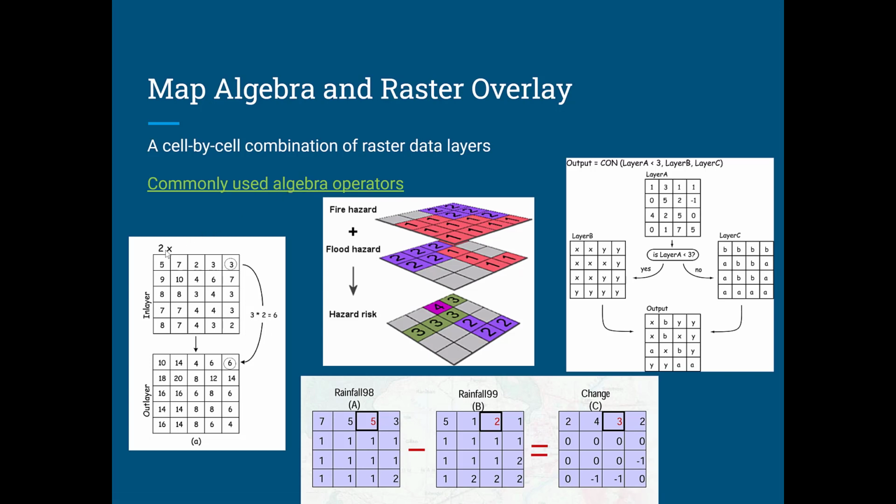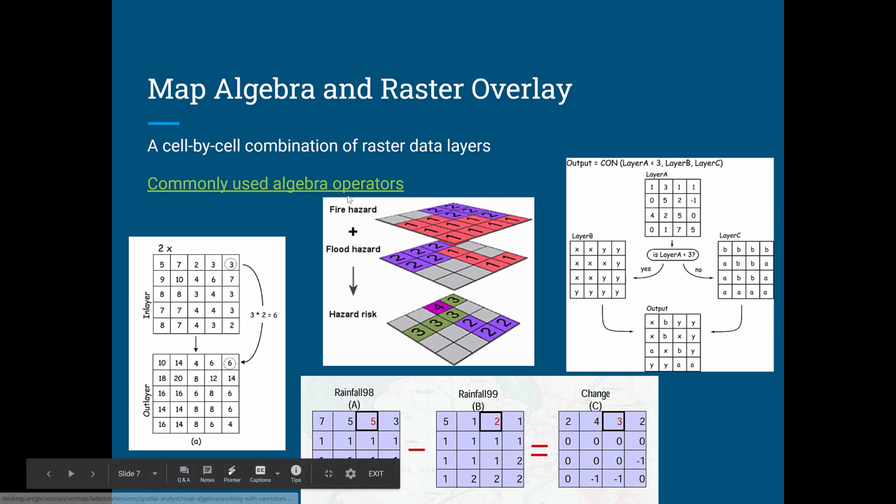For example, I'm using the multiply. I want to multiply each cell by 2. So you can see it's based on a single cell. I'm going to go through all these pixels and multiply each value by 2. So 2 times 5 equals 10, 2 times 7 equals 14, and so on. Another example algebra function is minus. You take rainfall in 1998 minus 1992, same location, and you get the change.